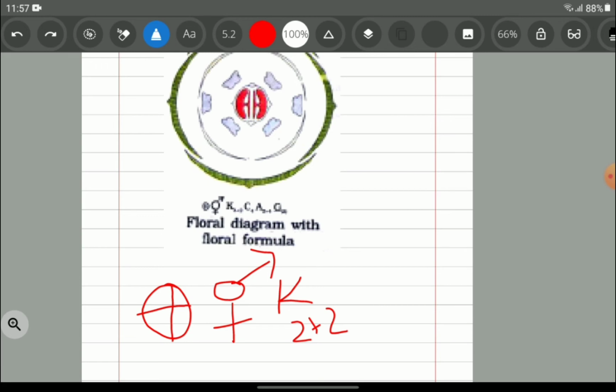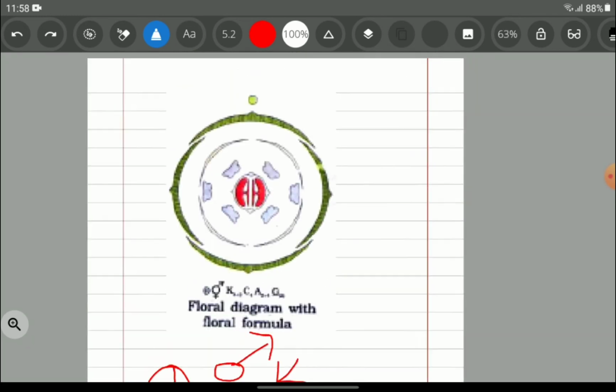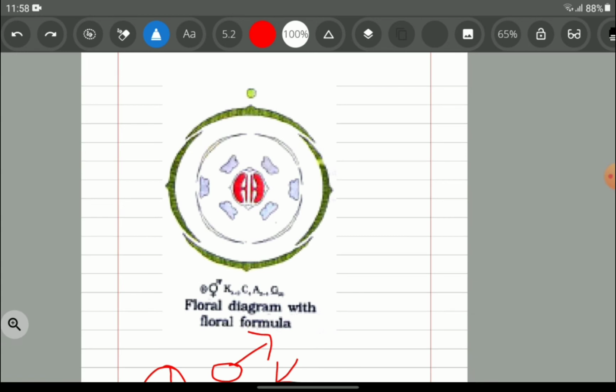Over here the first symbol is for the symmetry. It's actinomorphic, that means it's radially symmetrical. Then comes the gender, that means it's bisexual. If you see the symbol, you can get it. Then comes the calyx, 2 plus 2. That means 2 are united. No, 2 are not united, but they are in one circle and the other 2 are in the other circle. If I show you this diagram, maybe it would be clear.